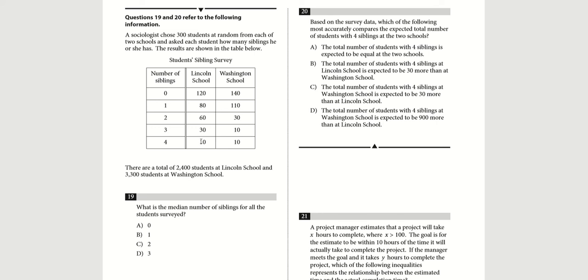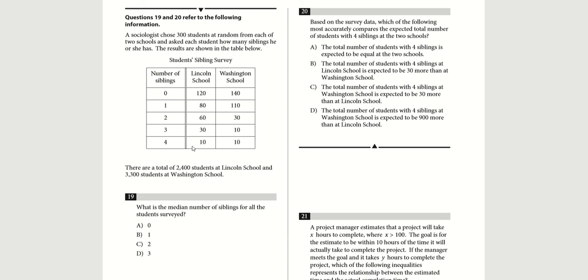So 3.3% of our Lincoln School sample has 4 siblings. How do we extrapolate that to this number of students? Well, you take your value, not in percent form, but in decimal form. So not 3.333%, but in decimal form, 0.0333 repeating. You take that and you multiply it by this number of students.